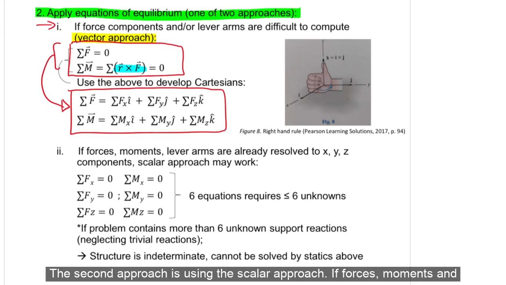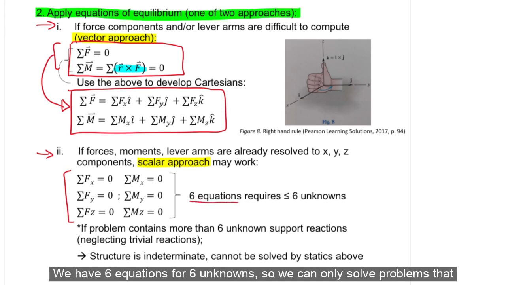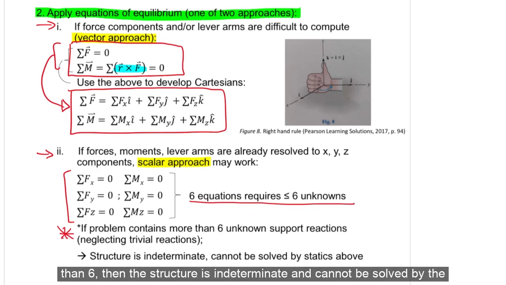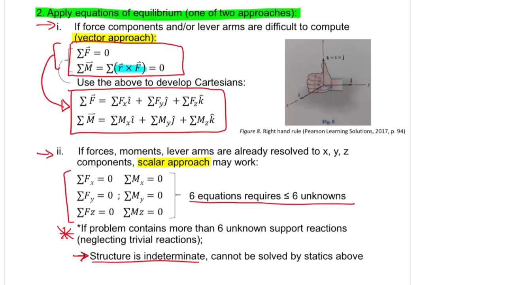The second approach is using the scalar approach. If forces, moments, and lever arms are already resolved to their x, y, and z components, then we can use the scalar approach. The scalar approach uses the summation of forces in each direction, and the summation of moments in each direction. We have 6 equations for 6 unknowns, so we can only solve problems that have less than or equal to 6 unknowns. If the number of unknowns is greater than 6, then the structure is indeterminate and cannot be solved by the statics above.